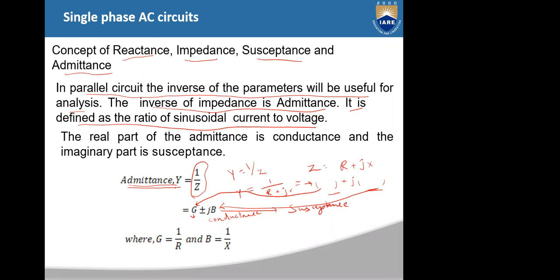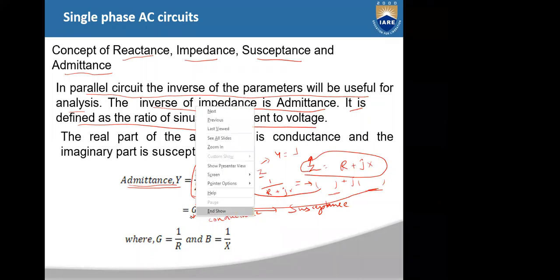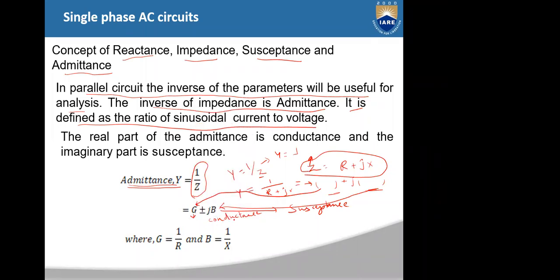So Z is equal to R plus jX, but Y is equal to 1 by Z. This we are calling impedance. This is admittance, and here also we will get one real part and one imaginary part. The real part is represented with G, and it is named the conductance. The imaginary part is represented with B. We are calling it the susceptance.